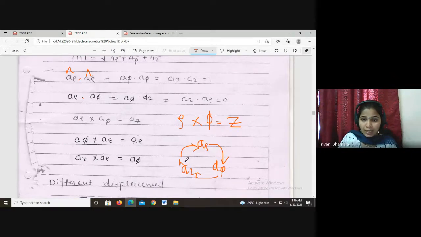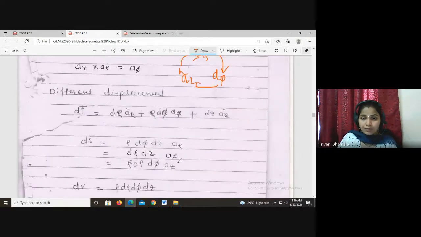When we multiply az cross a rho, the resultant is the remaining third unit vector. Okay, but for this positive result, we have to go in the clockwise direction. When we go anti-clockwise, our answer is negative. Suppose a phi cross a rho, the answer is minus az cap. Please remember. Now here, same case for the differential calculus as per the Cartesian coordinate system.